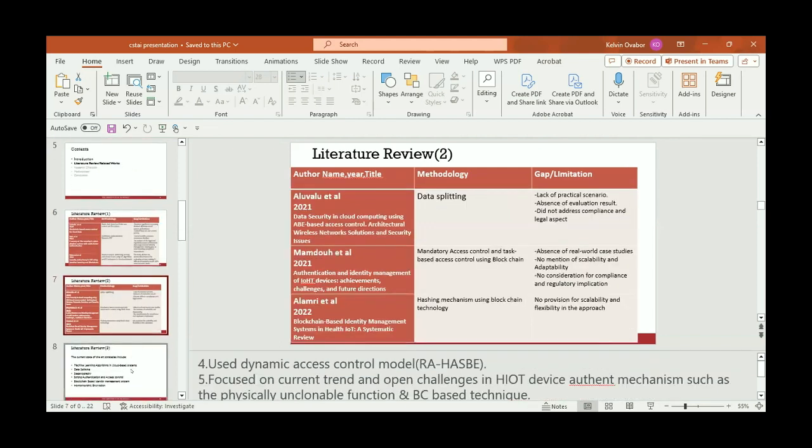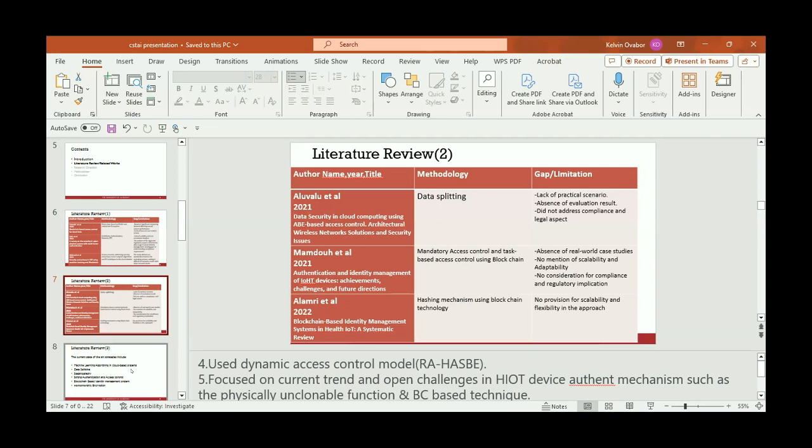The next author focused on the use of data splitting, but there was a lack of practical scenarios, there was an absence of evaluation results, and it did not address compliance and legal aspects. The next author focused on the use of MAC, mandatory access control, and tag-based access control using blockchain. One of the limitations is the absence of real-world case studies. The aspect of scalability and adaptability was not considered, and there was no consideration for compliance and regulatory implications.